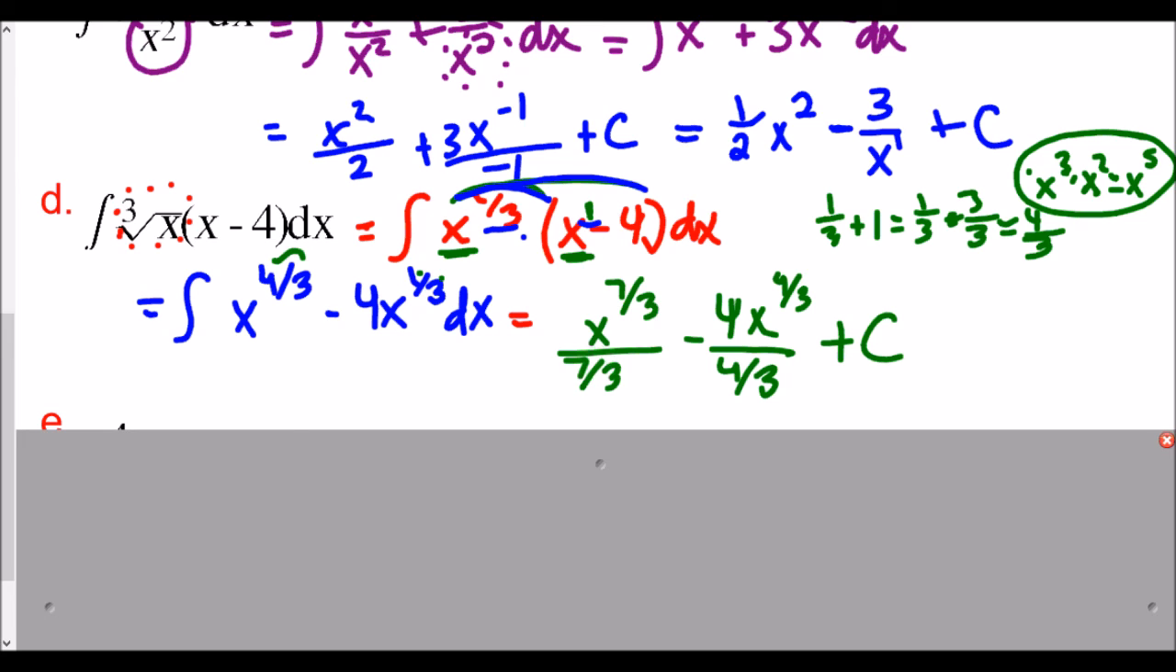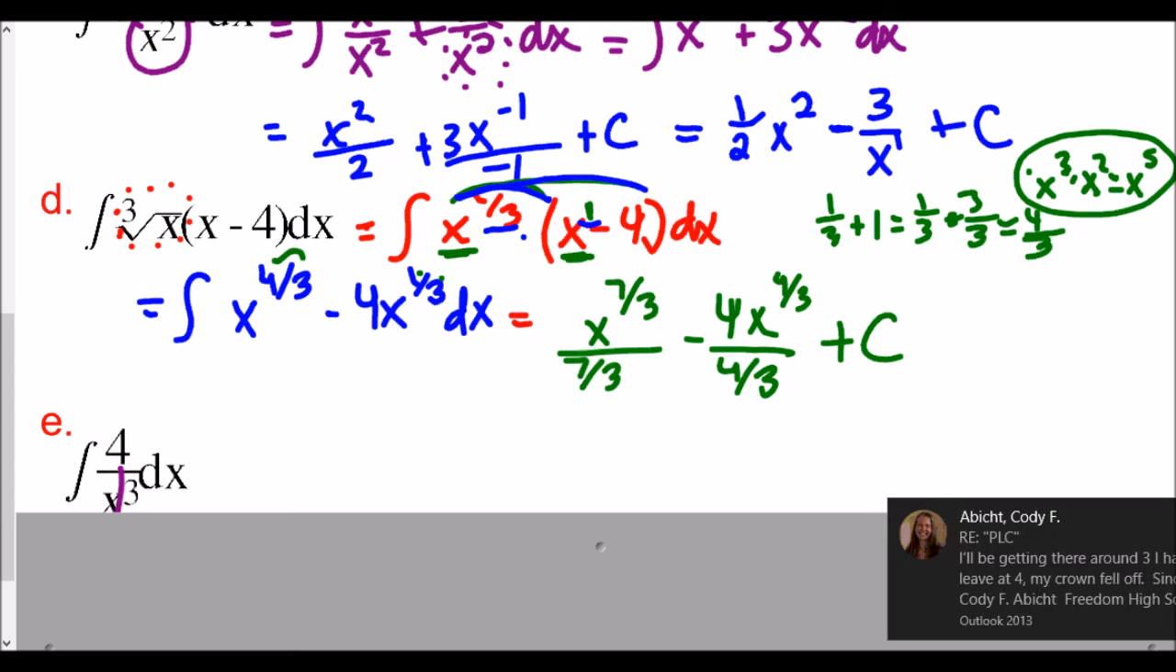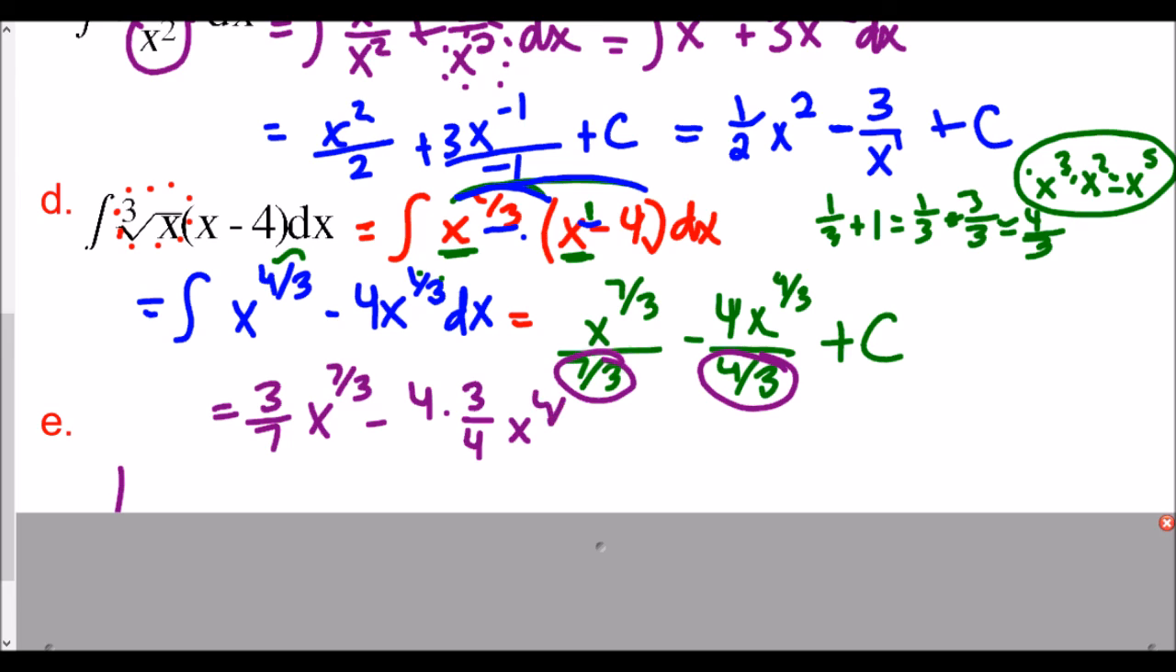And then the final step, we'll simplify this. So that needs to move a little bit. So we have, let's see, flip this fraction. We have 3/7, x to the 7/3, minus, we have 4 times, we flip this fraction, 3/4, x to the 4/3.